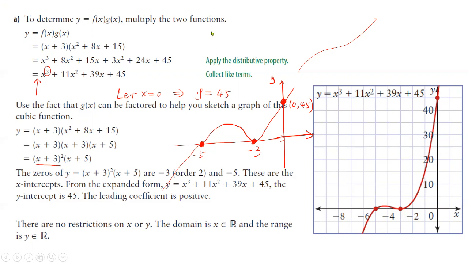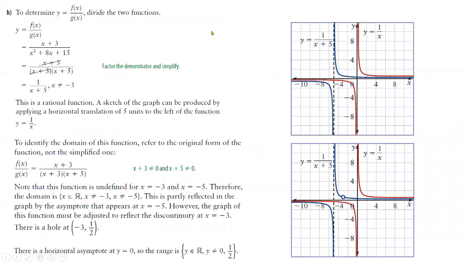Okay, next let's have a look at question B. To determine y equals f(x) over g(x), we can divide the two functions. The numerator is x plus 3, and the denominator is x plus 3 times x plus 5, right? And note here the domain is x is not minus 3 and x is not minus 5. So we can cancel x plus 3 here.